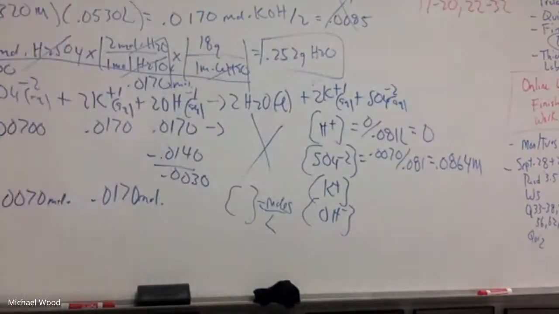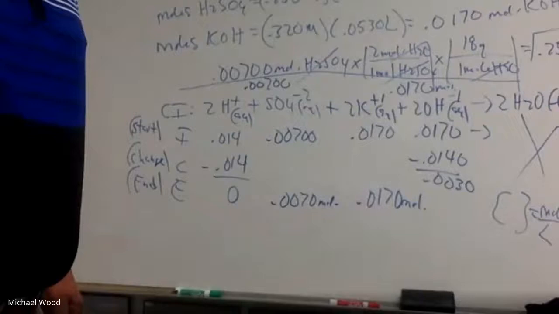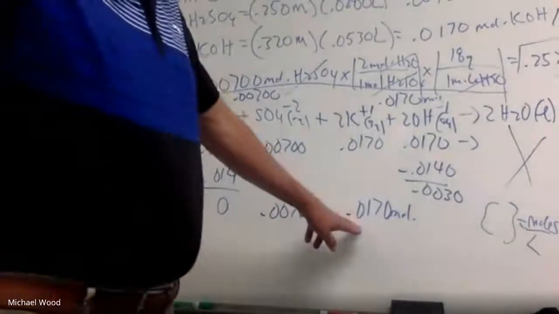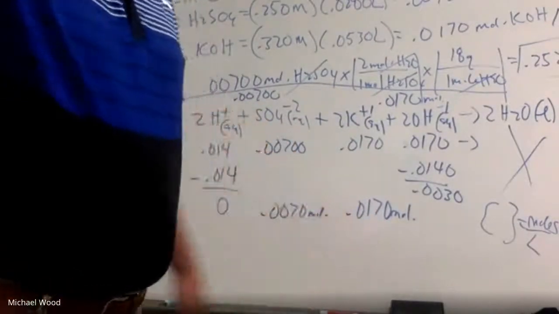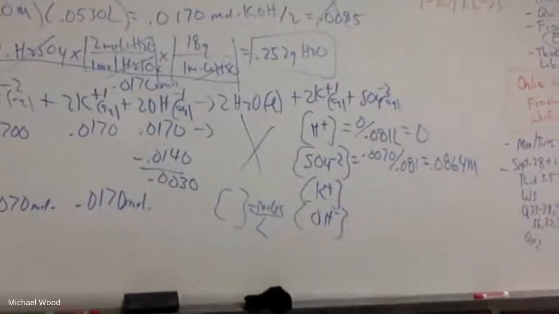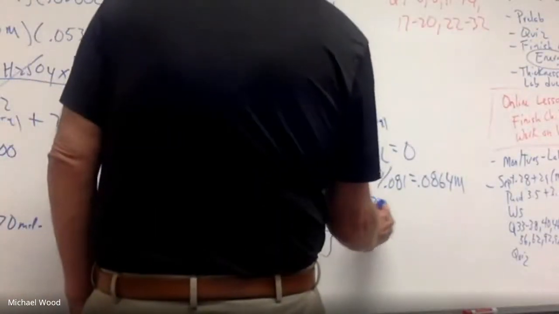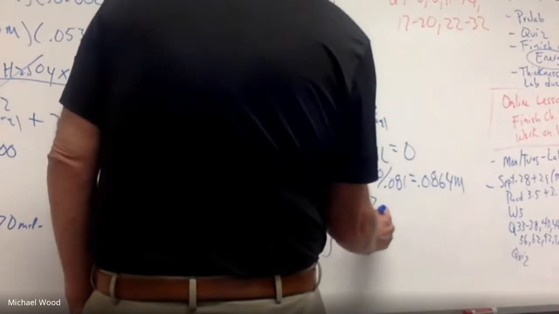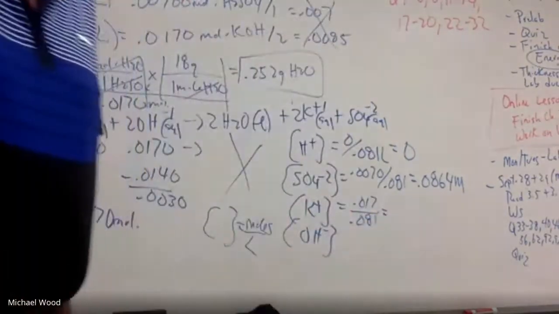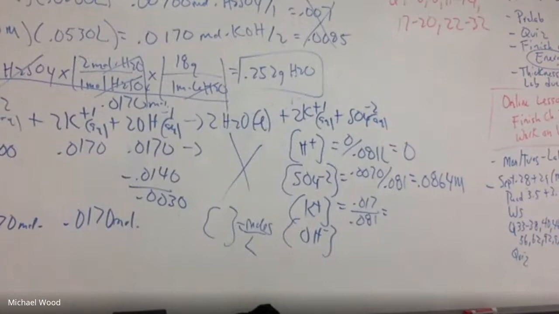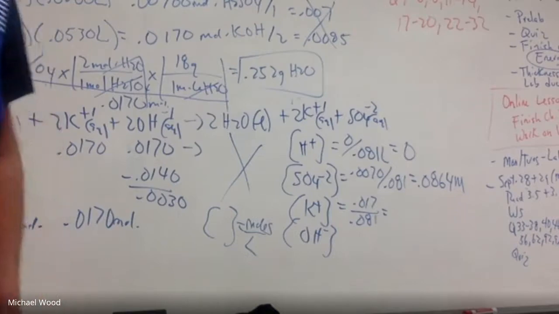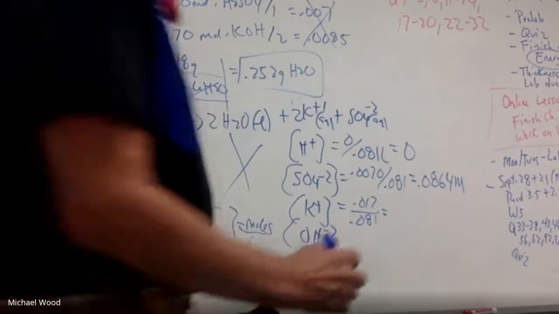Okay, for the K, so I go back over here, and for K, these are the moles. I got 0.017, so I'm going to take 0.017 and divide again by 0.081. The volume is always going to be the same. So here I get 0.210.